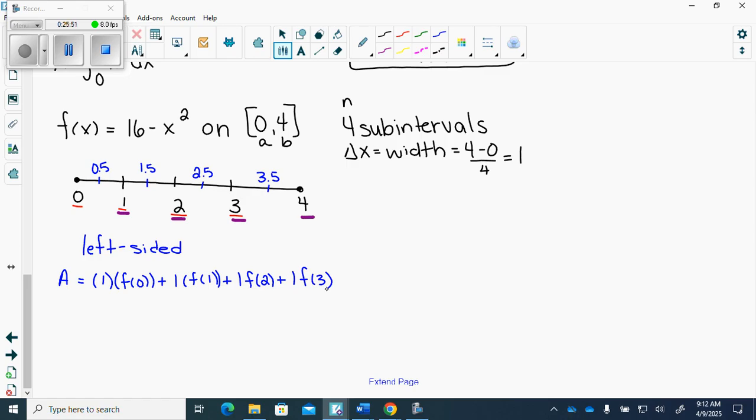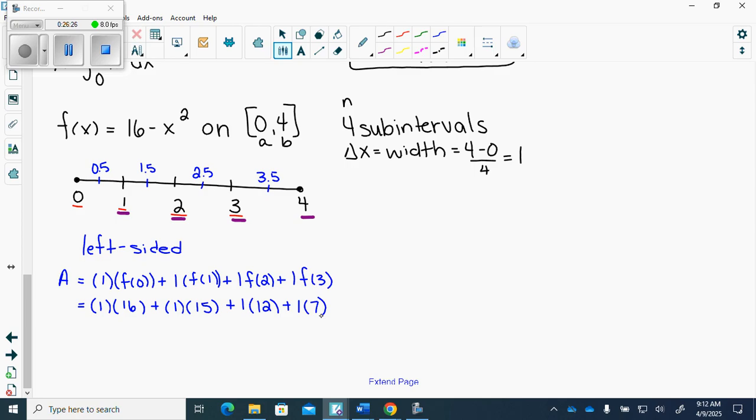So let's type the original into our calculator. So we go 16 minus x squared, right? So I can do it quickly in the fact that once I have that, I can just go second trace value, correct? And I can go 0. Oh, it's 16. So I do 1 times 16 plus 1 times, oh, I need 1. 1, enter, 15. Plus 1, 2, enter, 12. Plus 1, 3, enter, 7. So I'm still showing what I'm finding. I'm just using my calculator to get that answer.